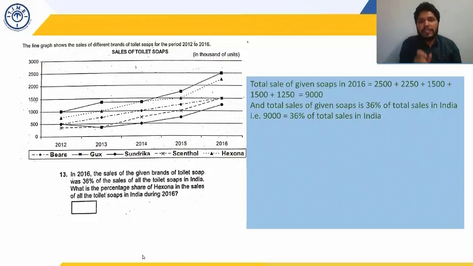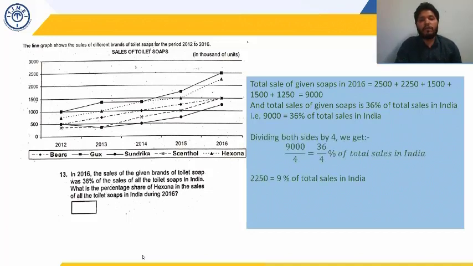So if 9000 is 36% of total sales in India, then the question is, what is 2250 as compared to total sales in India? We know that if we divide 9000 by 4, we will get 2250. So can we divide both sides by 4? Yes, we can divide both sides by 4. By dividing both sides by 4, what will we get? 9000 divided by 4 is 2250, and 36 divided by 4 is 9%. So we can say 2250 is equal to 9% of total sales in India.